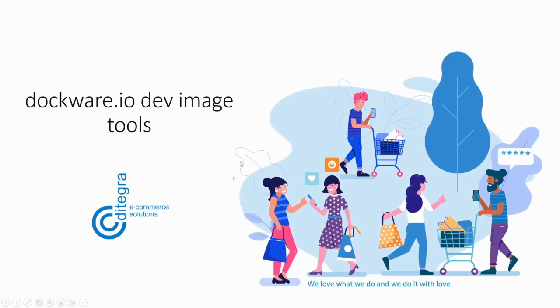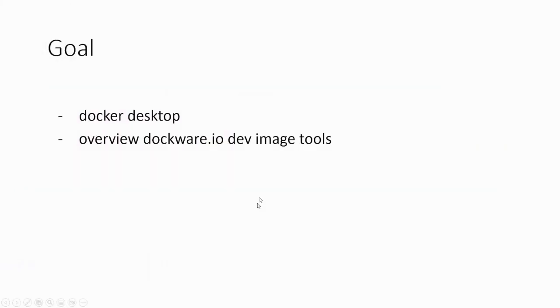Hello. In the last video, we prepared the Dockware dev image and the container, set it up, connected our Visual Studio Code to them, and used Docker Desktop and the Dockware image. In this video, the goal is to have a look at Docker Desktop, which tools, what's possible, what can we figure out about our running environment inside this tool, and also to have a quick overview of the Dockware dev image tools, what is provided by them.